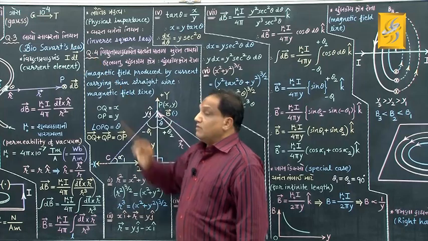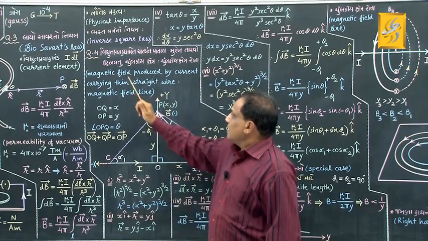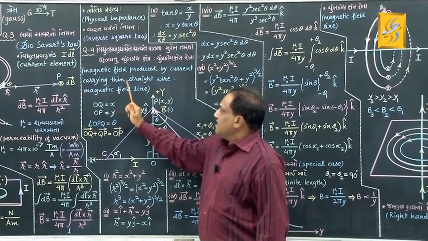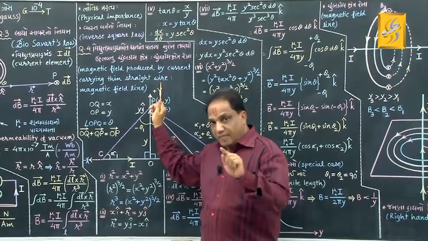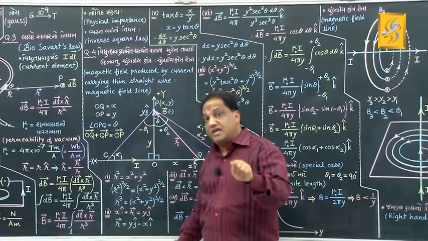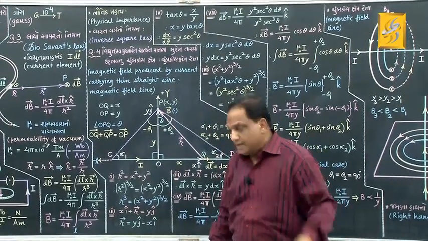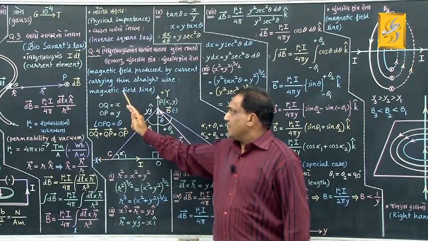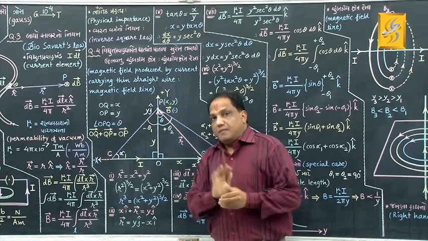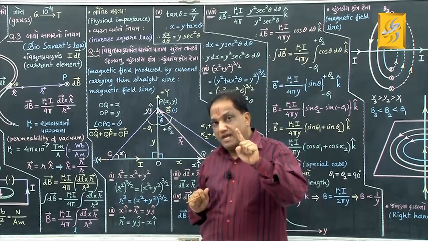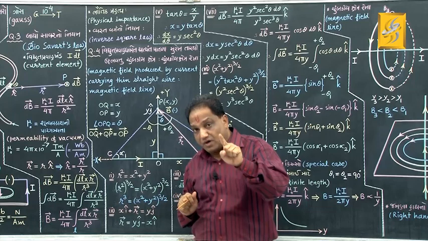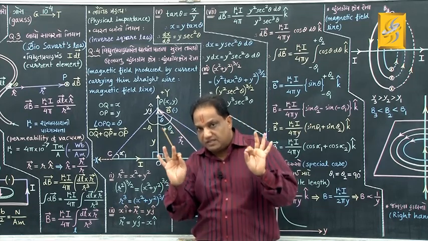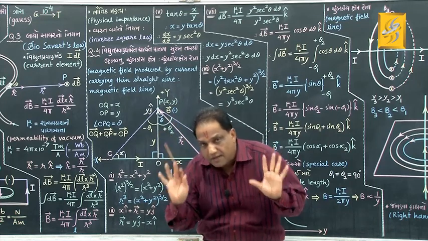Now we go for question number 4, about the magnetic field produced by a current carrying thin straight wire. And after that we will definitely go for the new concept, magnetic field line. My dears, in the textbook, they have not derived this very important result. They have assumed that result. The final result they have taken for granted.